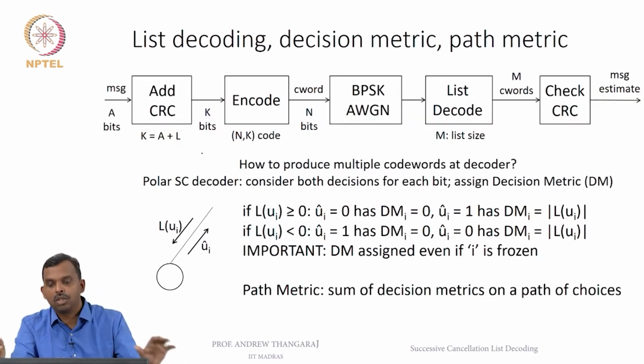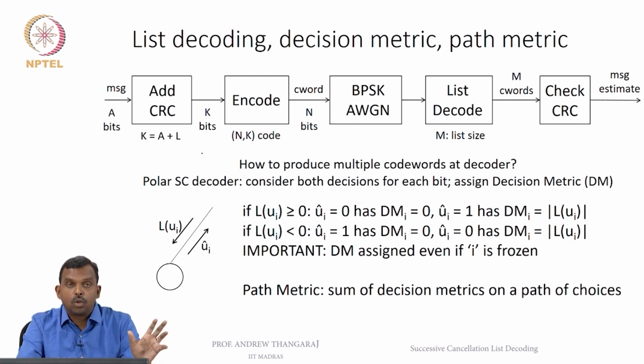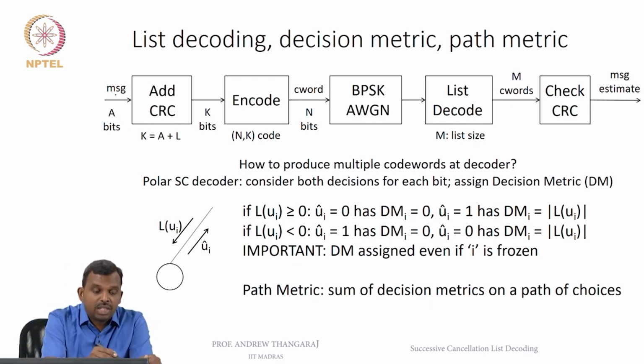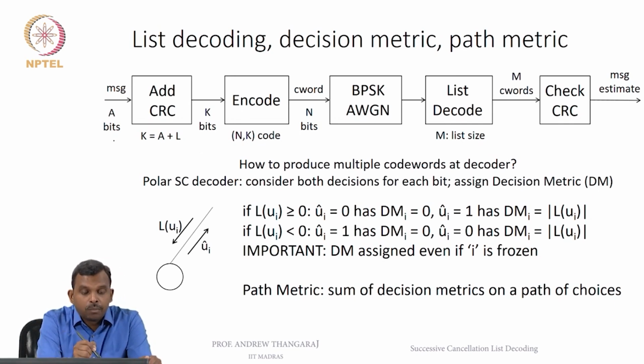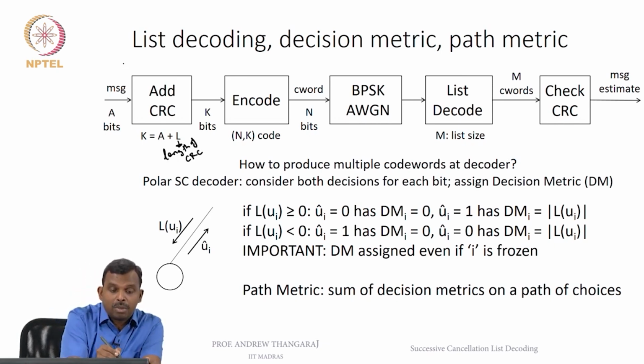So, this is the picture, and it's a good picture to keep in mind. There are a few terms here. We'll come to decision metric and path metric later, but for now let's focus on the list decoding. You have a message which is A bits, and the first step is to add CRC. This L is the length of the CRC bits. The way it will happen is you have the message, which is A bits, and to which the CRC will be added, and this will be L bits.